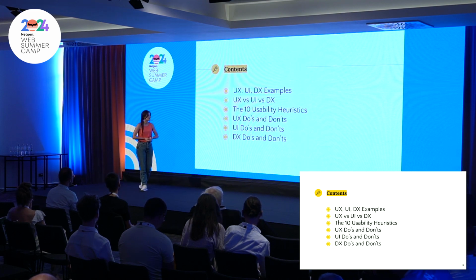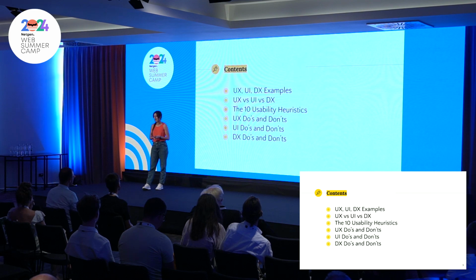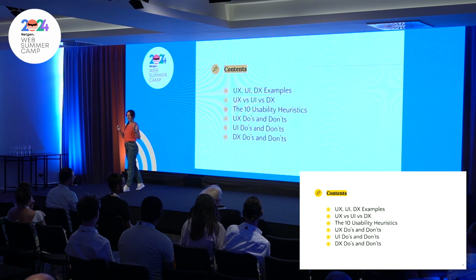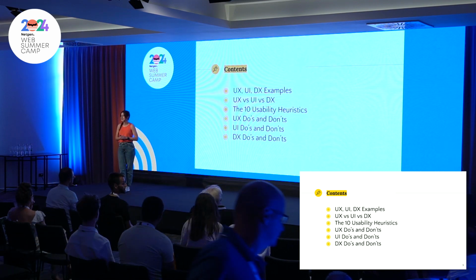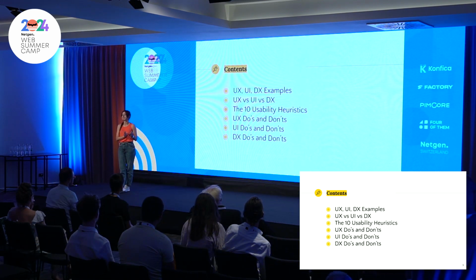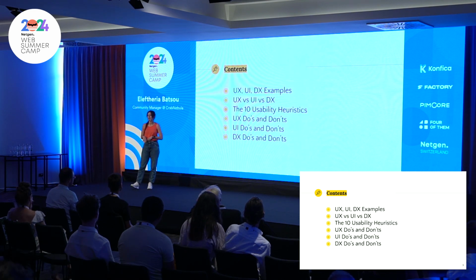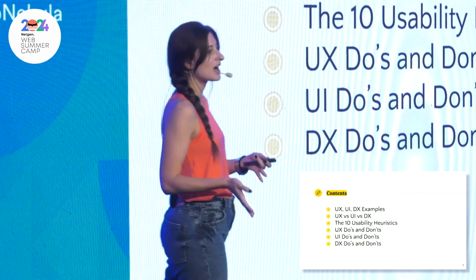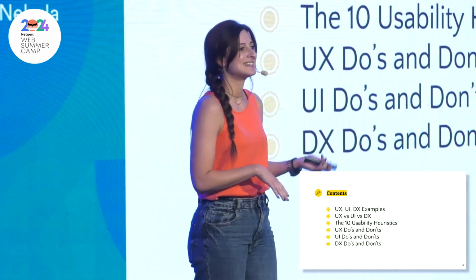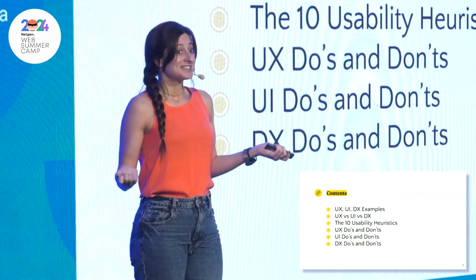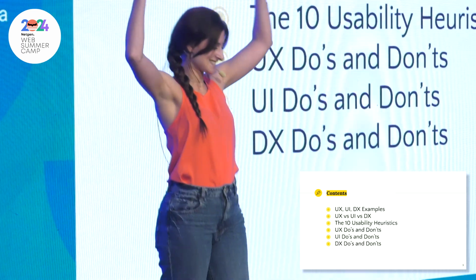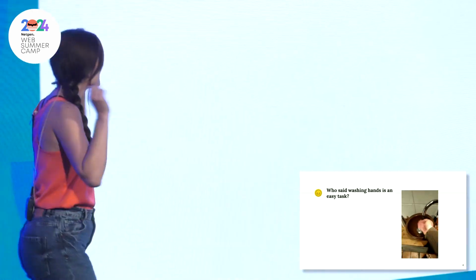We will see a lot of examples. We will start with some general examples, but then we will go to more specific ones. We will talk about the 10 usability heuristics, so you can think of that as 10 tips that you should absolutely have in your products or your applications. And in the end, we will have some quick tips and tricks about UI, UX, and DX. Ready to start? Yes. Great, let's do this.